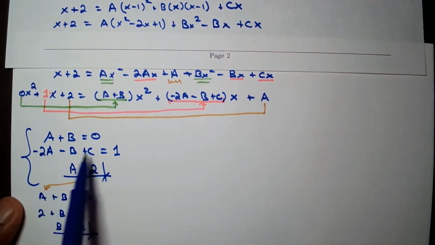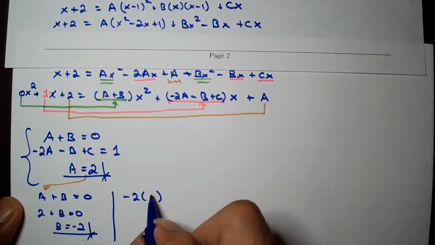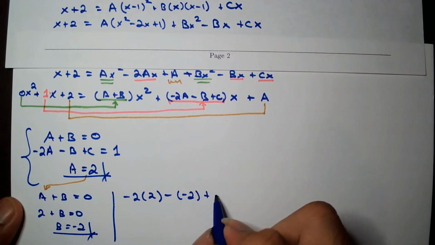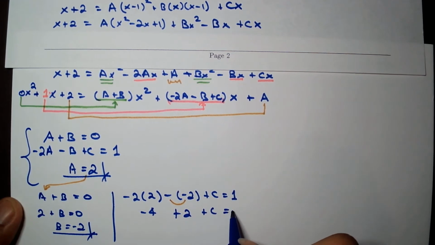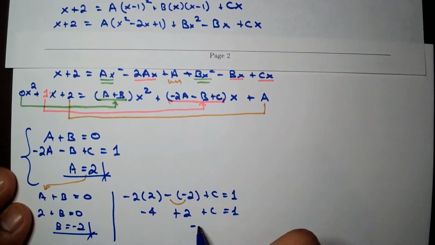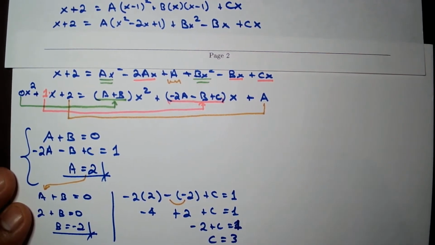And then we're going to use the second equation, negative 2 times a, which is 2, minus the quantity b, which is negative 2. Be careful here with the signs. And plus c equals 1. And all we do again, we're going to use a smile rule here. Smile, be positive. Negative 4 plus 2, that's a negative 2, plus c equals 1. And adding 2 to both sides gives us c equals 3.